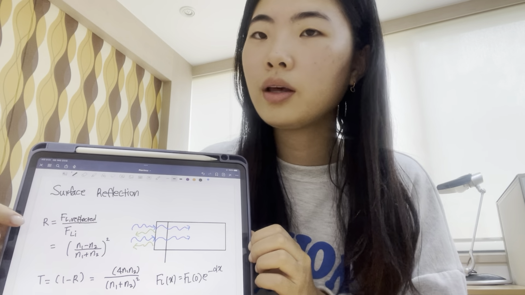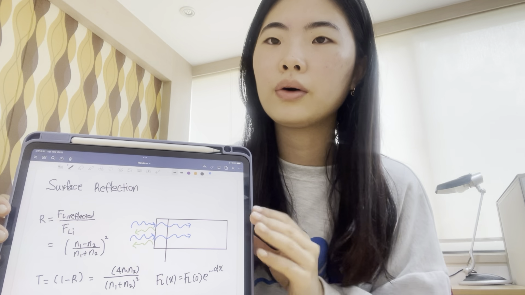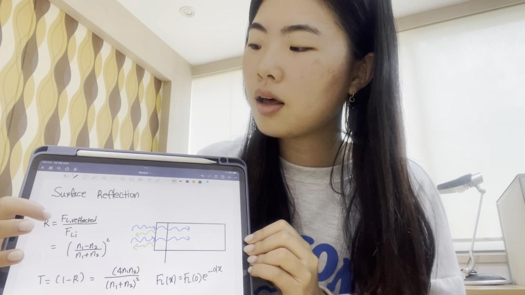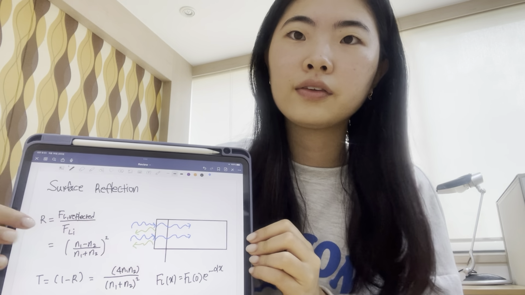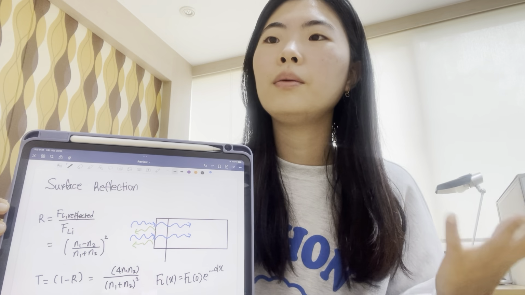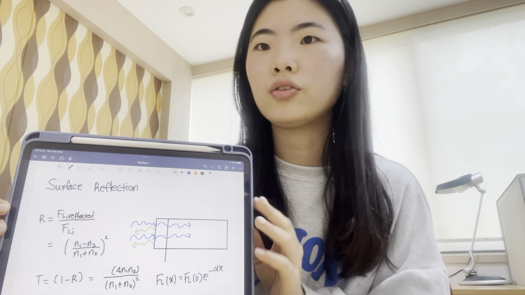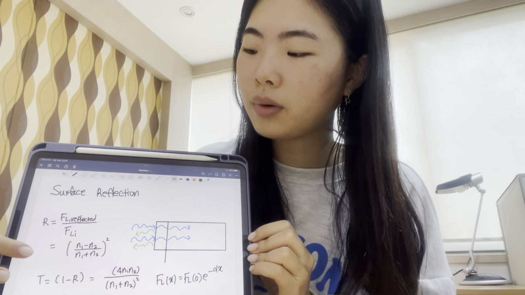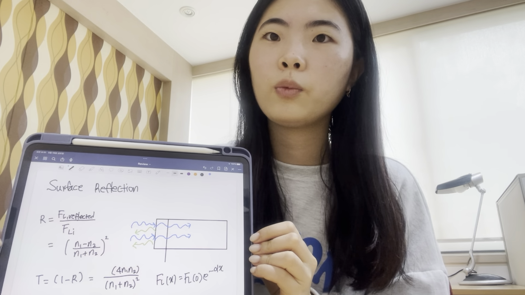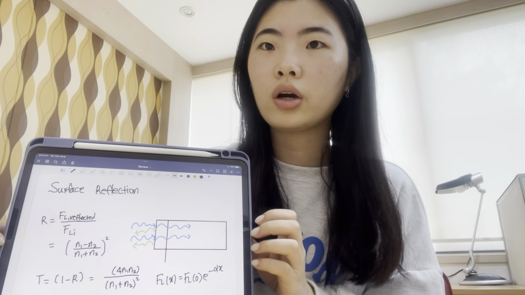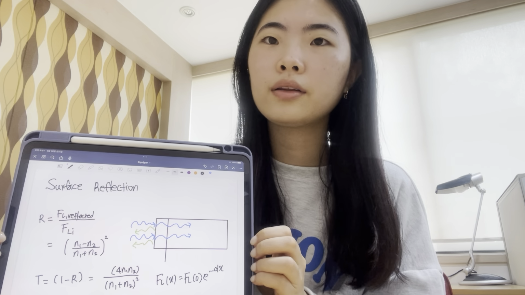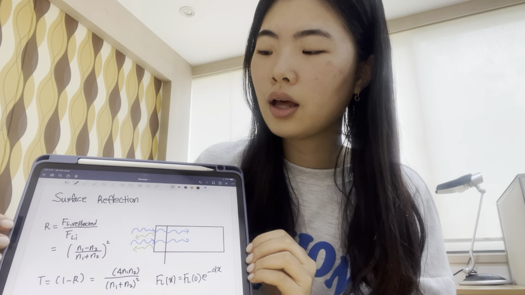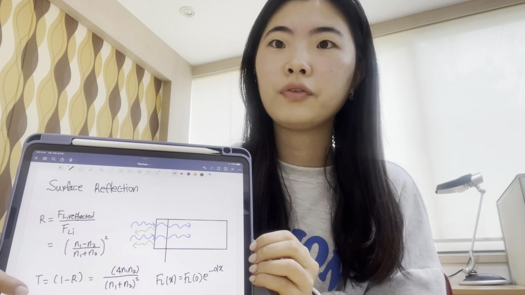First, we can talk about the reflection efficiency. It is FL over FLI, so it is the input and output efficiency. And then it is equal to (N1 minus N2) over (N1 plus N2), squared. So we can calculate the reflection coefficient from this equation. And then this is the transmission efficiency.